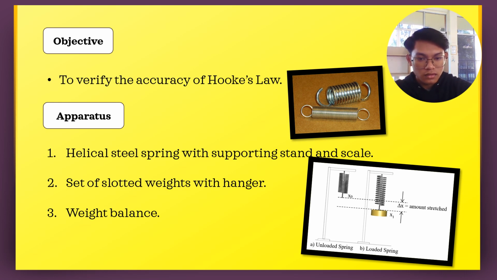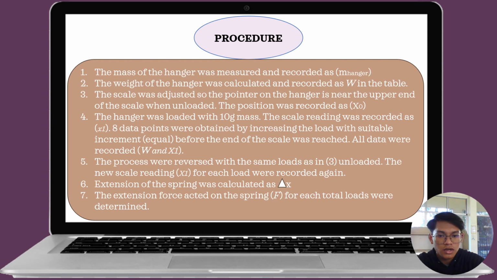The next is a set of solid weights with hanger, and also a weight balance. Alright, the next slide is the procedure. The first step: the mass of the hanger was measured and recorded as M hanger. The weight of the hanger was calculated and recorded as W in the table.